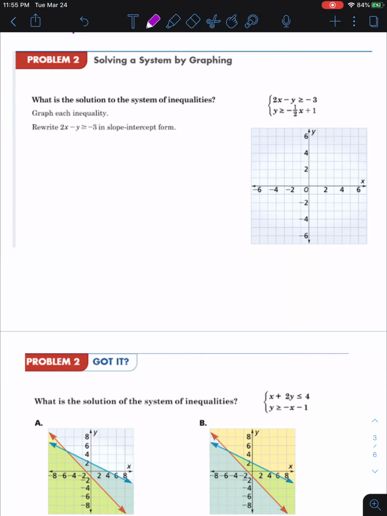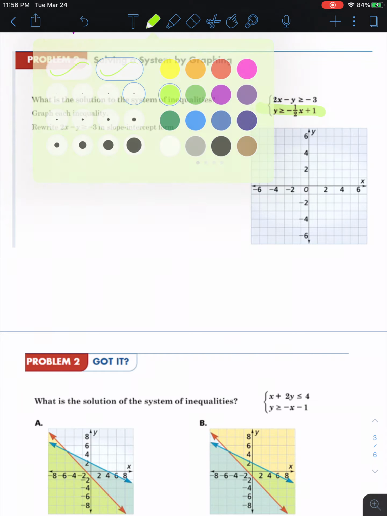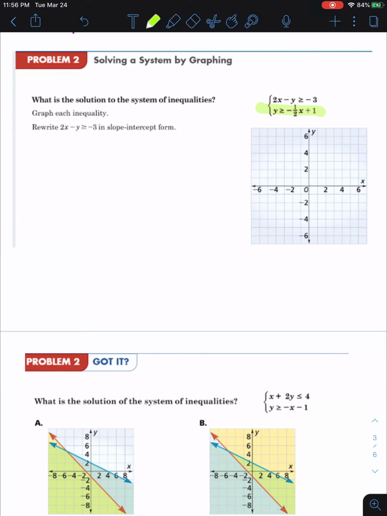Let's take a look at this first one. I'm going to graph the second equation first because it's already set up. We will go with green on here. We're going to plot the y-intercept at 1, which is right there. And then we will go up 1 and over 2, up 1 and over 2, and we will put a solid line there because that inequality includes equal to.